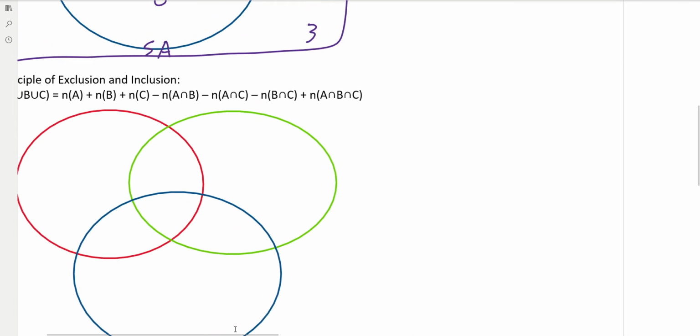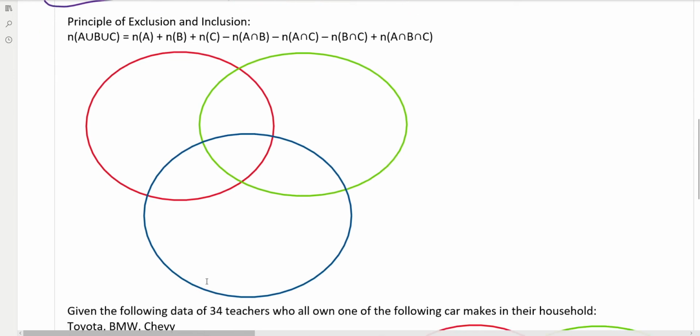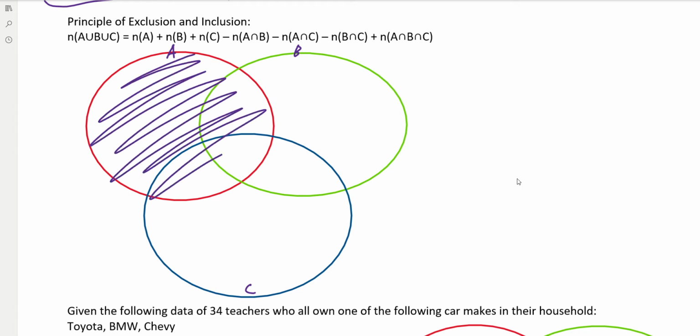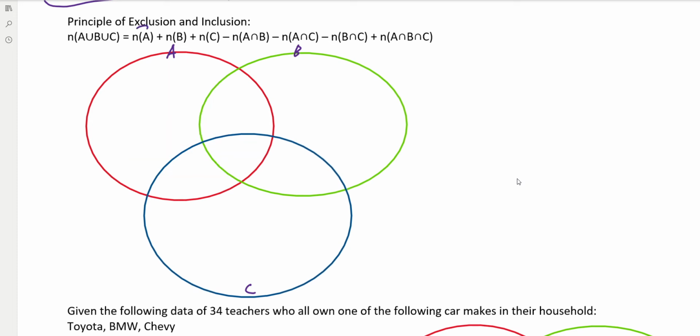Here we have the formula for that with a Venn diagram. We have A, B, and C. When it says A, it means everything in A, so the entire red circle. That's this part. B is the entire green circle, and C is our blue circle.